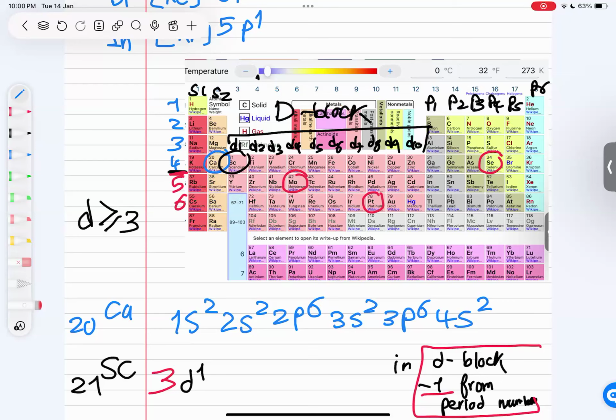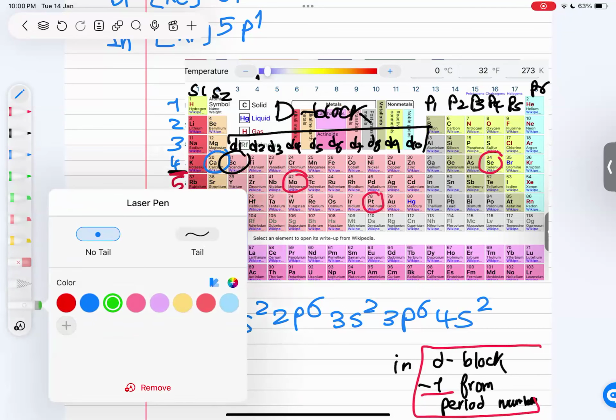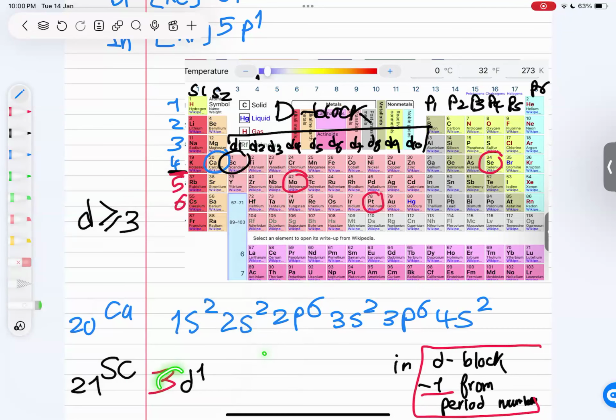Where is the scandium? This one. It should be 4D, right? No, it will not be 4D. It will be 3D. Why? Because it's in the D block, I have to subtract one number from the period number. If I have molybdenum here, it will be 4D. What if I have platinum here? It will be 5D.